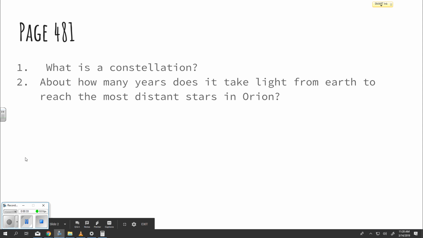Page 481. What is a constellation? About how many years does it take light from Earth to reach the most distant stars in Orion? What are constellations? You can see many individual stars on a clear night. These visible stars are only some of the stars in the universe. Highlight: most of the stars we see are within 100 light years of Earth.